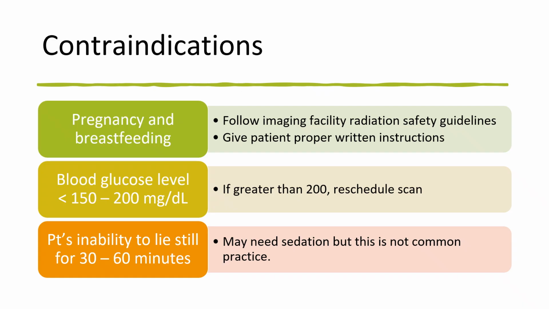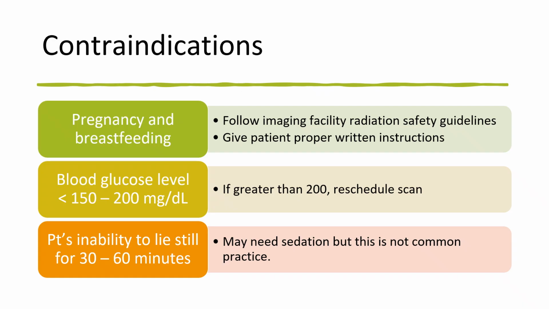Now, if somebody's glucose is really high, you can't do the test. This blood glucose level is going to vary a little bit per facility. And typically, if it's greater than 200, you will want to reschedule the scan. For brain scans, there's a little bit lower threshold than oncologic studies. So for most brain scans, if it's between 150 and 200, their doctor might want to consider rescheduling it or trying to bring their glucose down a little bit.